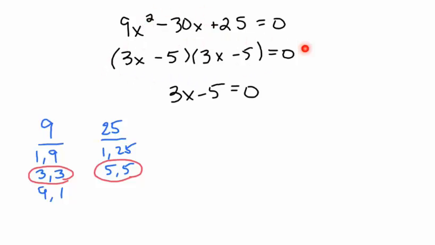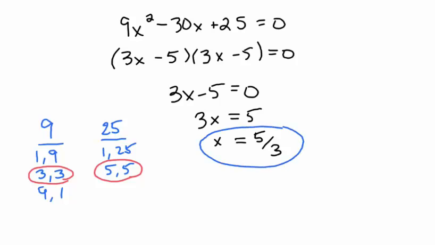Because we have two numbers multiplied together that are equal to 0, it must mean that either this number is equal to 0, or this number is equal to 0. Well, since 3x minus 5 is the same as 3x minus 5, there's only one possibility here. 3x minus 5 is equal to 0. This means that 3x is equal to 5, and x must be equal to 5 over 3. This is the only solution to our original quadratic equation.